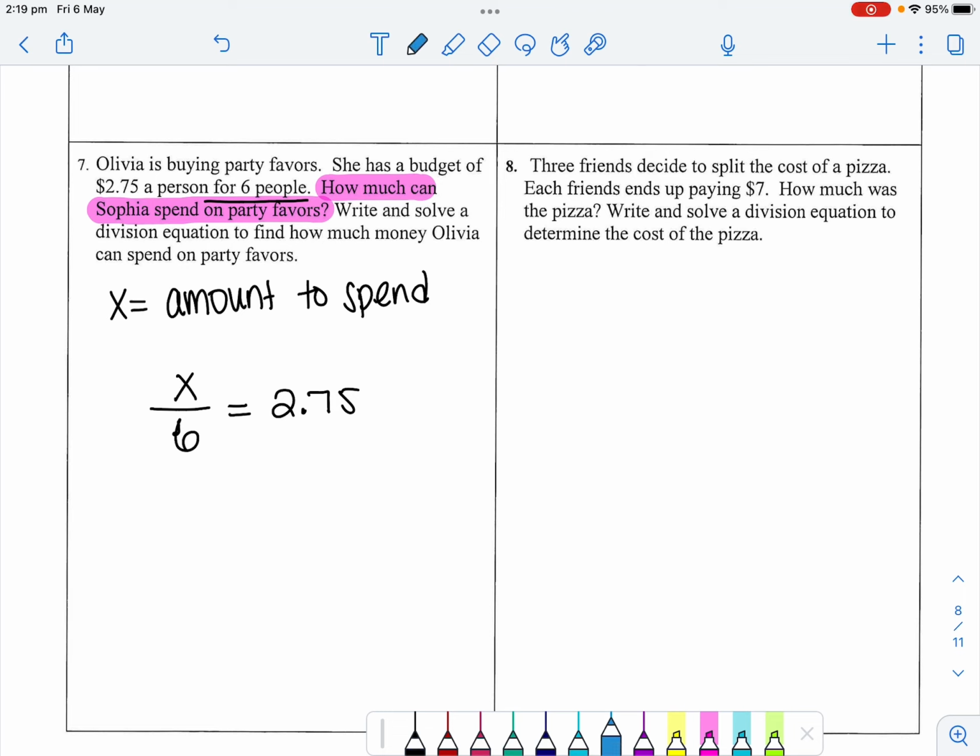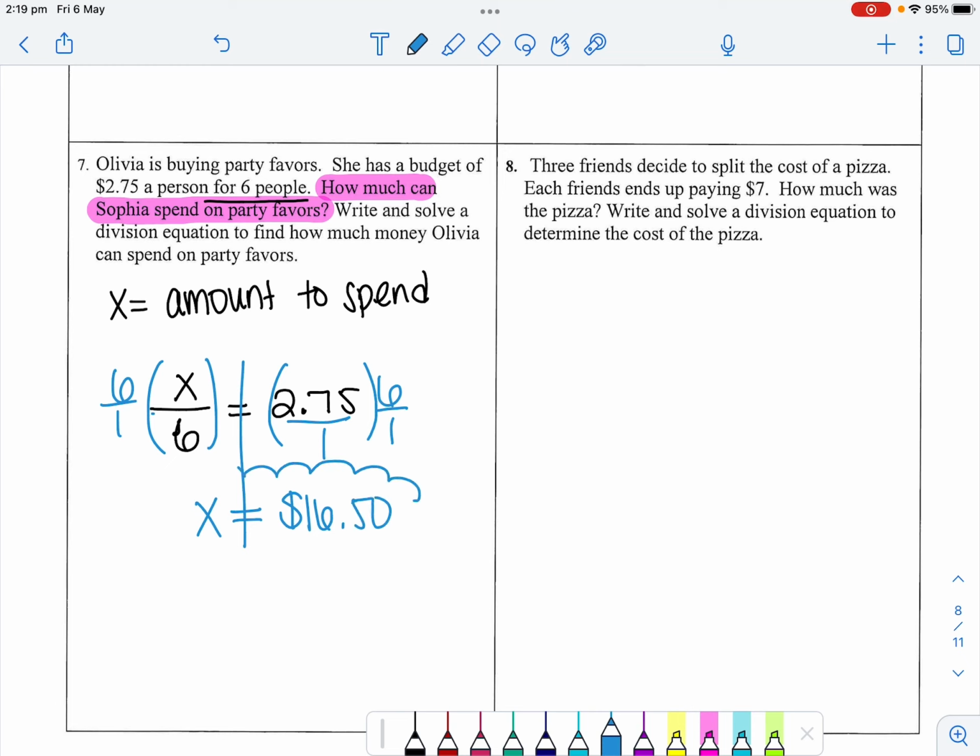So in this particular one, this is our fraction one, so we're going to give both sides a big hug. And I'm going to do 6 over 1, and I get x equals 2.75 times 6 is $16.50. So she can spend $16.50 on party favors.